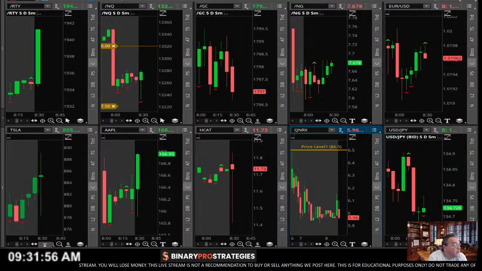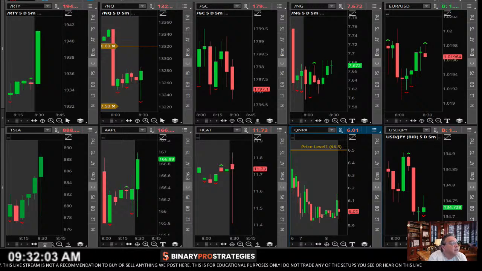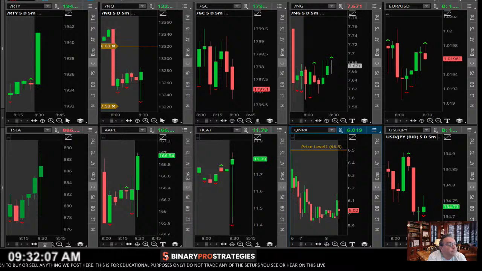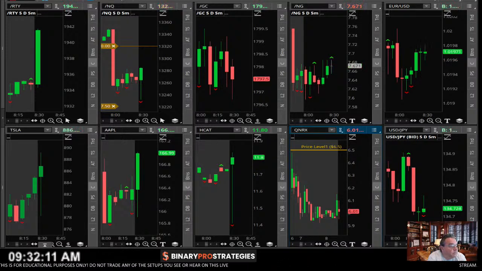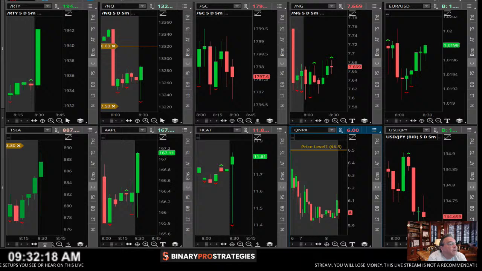All right, getting a buy on Tesla here. Let's take a look at Tesla real quick. Getting a buy on Tesla with a target of 893.80. That's going to be the profit target. If we need to reverse, it's going to be down here at 878.80.